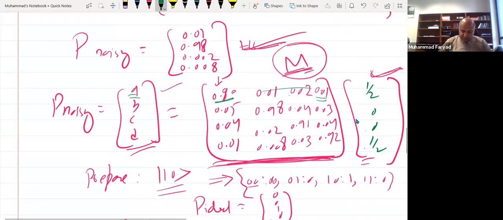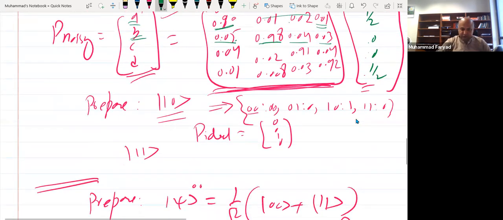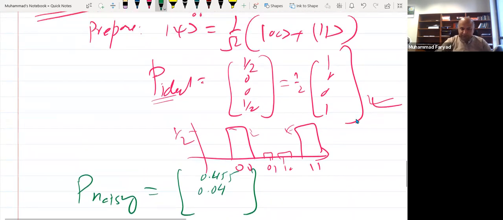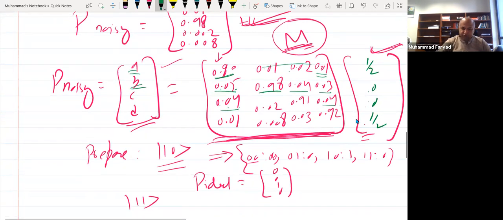Let's now see what I'm going to get for this. It's half of this, which is 0.025, and this times 0, this times 0, and half of this. So 0.025 and 0.015 is 0.04. Now let's see what we get for this one. Half of this is 0.02 and half of this is 0.02. So this is 0.04 again.